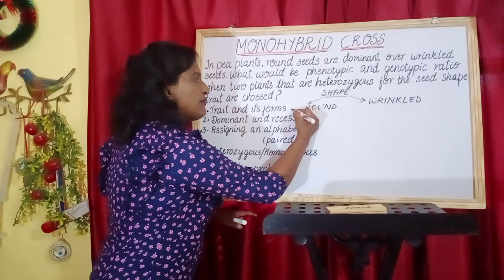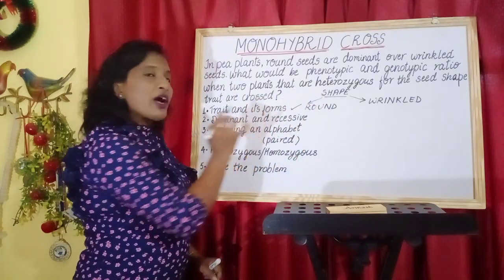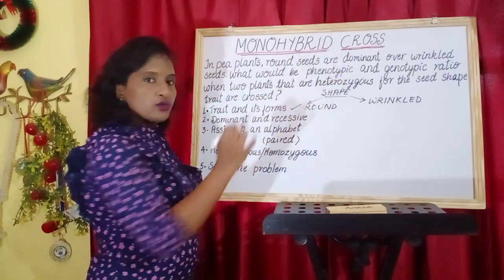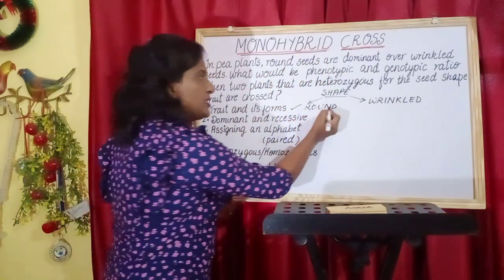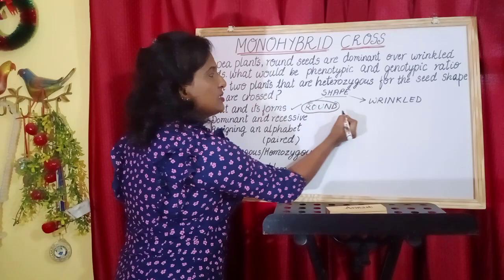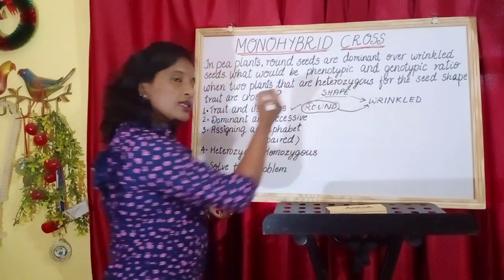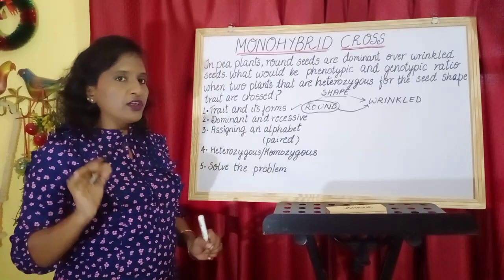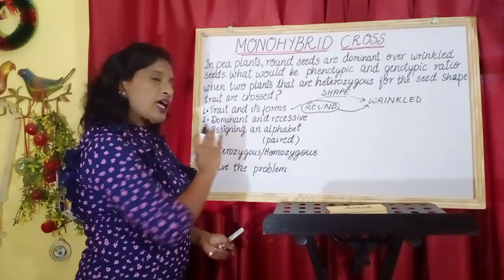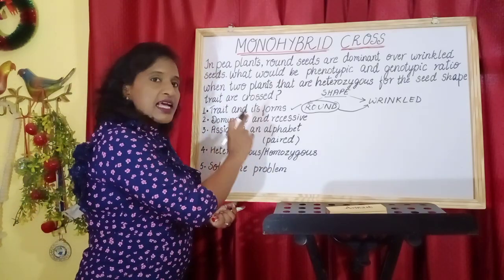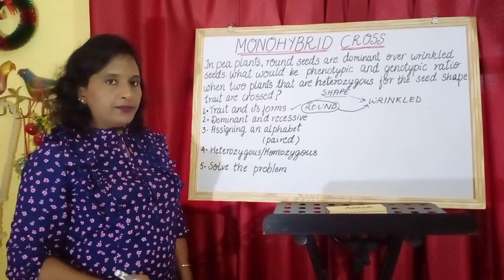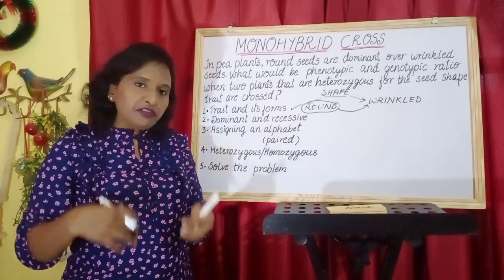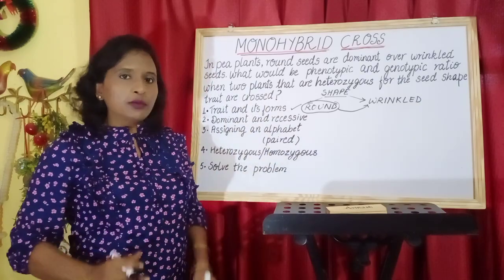Second point we have to notice is which one is dominant. So it is mentioned round seeds are dominant over wrinkled seeds. That means round seeds are dominant over wrinkled. Right? So we have also got the second point which is clear to us. Now comes assigning a particular alphabet. Why do we have to assign an alphabet? Because it becomes convenient for us to solve such problems.